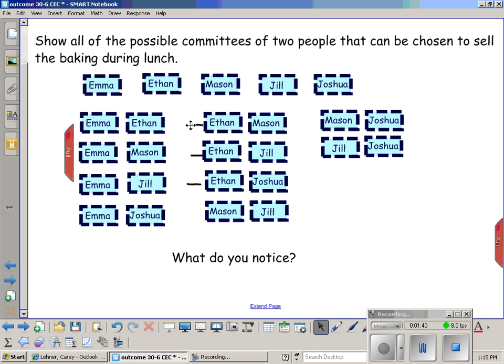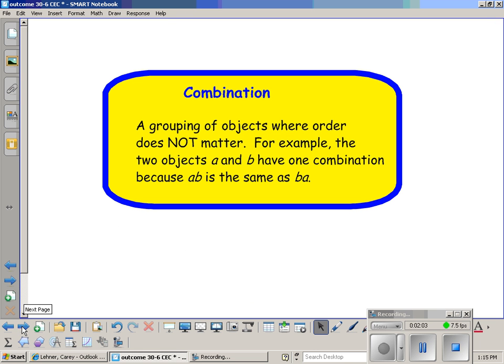So what do you notice? This is less than if the order mattered. If the order mattered, we would have had all of these reversed in order as well. So when the order doesn't matter, we're going to have less options than if the order did matter. A combination is a grouping of objects where order does not matter. For example, the 2 objects A and B have one combination because AB is the same as BA.